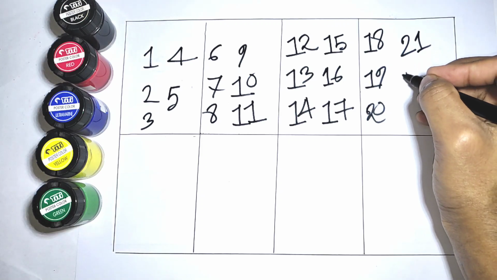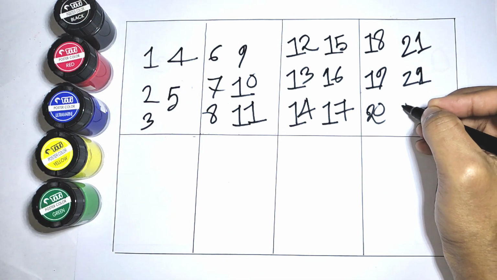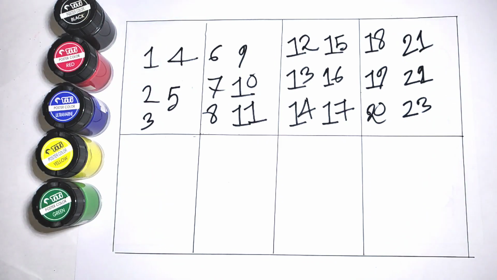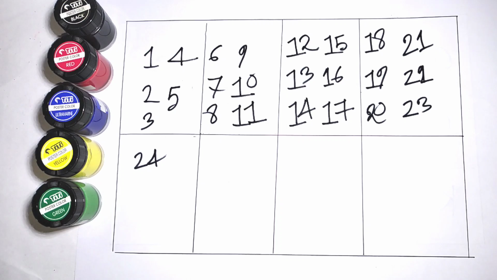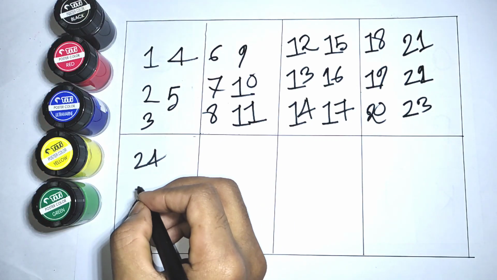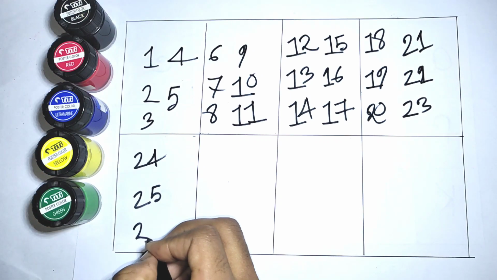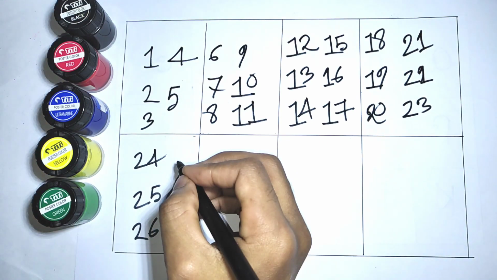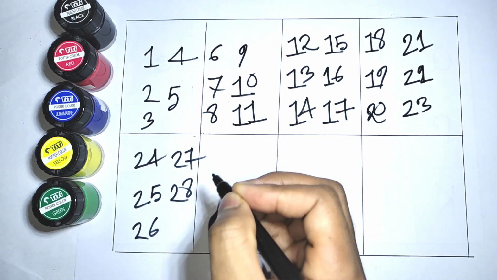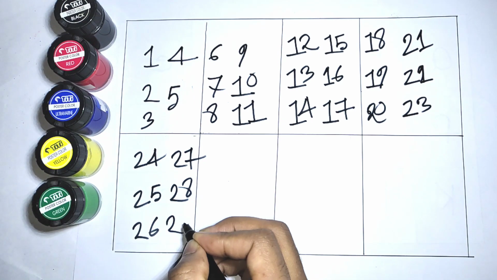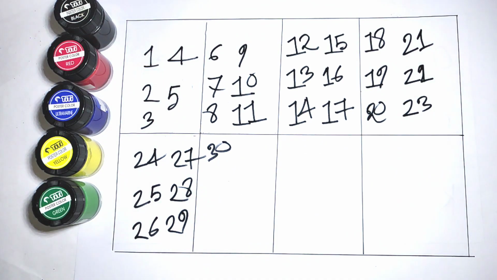21. 22. 23. Kids, now we draw 24. 25 and 26. 27. 28. 29. The next one is 30.